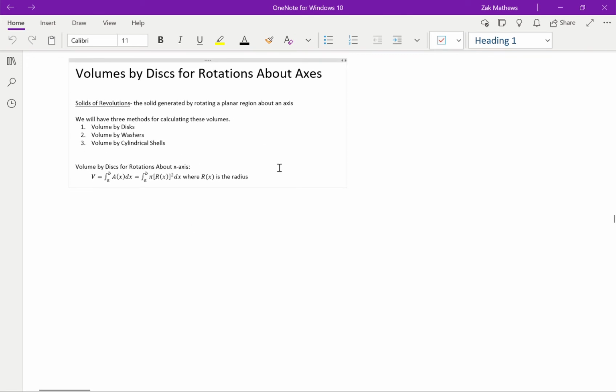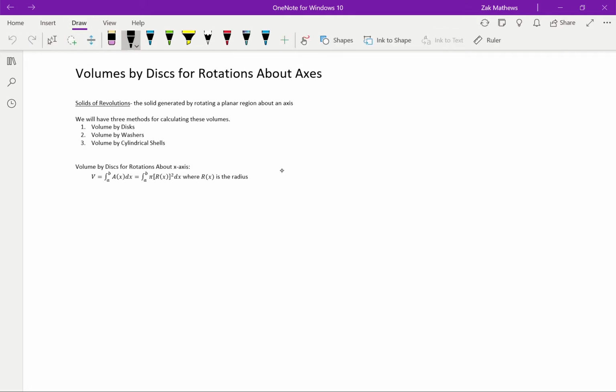Let's look at volumes by disks for rotations about axes. I'm going to draw out what I mean by this. We're going to be taking our two-dimensional drawing, our XY axis, and taking the curve, and we found the area under that curve. So for instance, if I have a simple curve like so, we've found the area under that curve. We've said that if we put a shape on top of that curve, we can find the volume of that using cross sections. That was the last video.